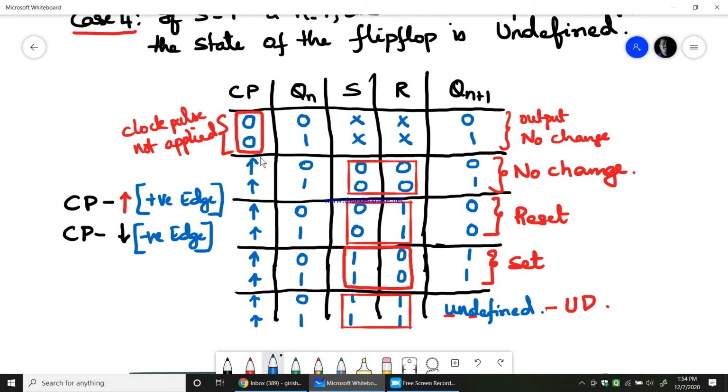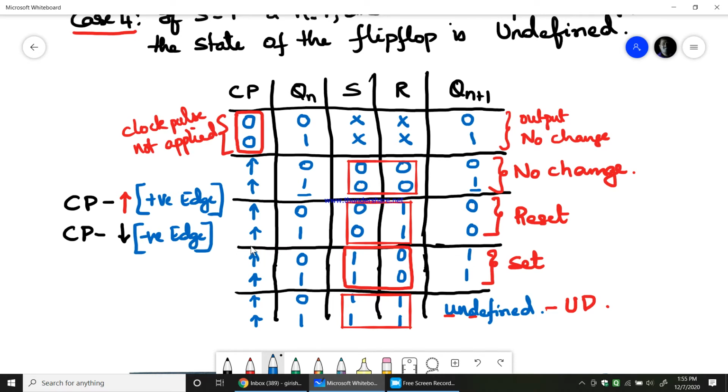When you give a clock pulse and Qn is 0, SR is 0 0, the next state will be 0. And we know that when S and R is 0 0, the present state will be equal to the next state when you give the clock pulse. Coming to S and R 0 1, when you give a clock pulse and S and R is 0 1, the output gets into the reset state. The output will be 0.